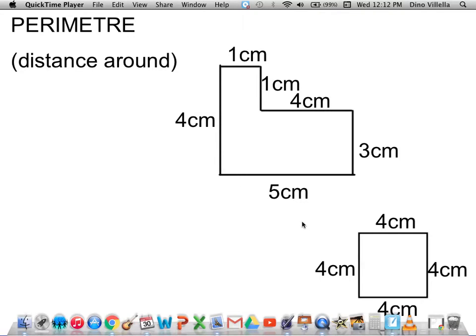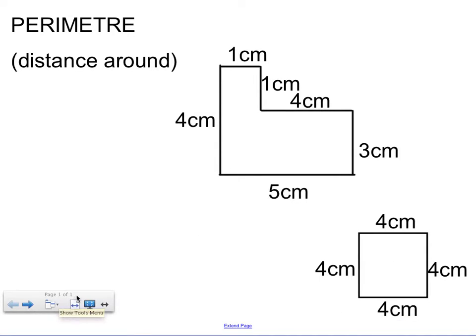So I have two objects here. Two figures with some dimensions around it. And perimeter simply means the distance around. So it's a pretty straightforward concept. So if I look at this square down here, I know that the square has all equal sides. In this case, it has 4 equal sides with 4 centimeters each.